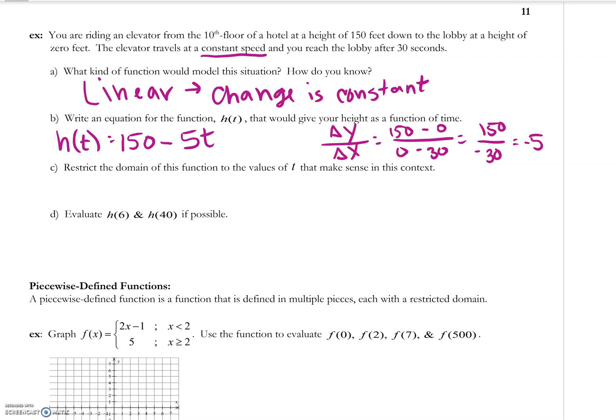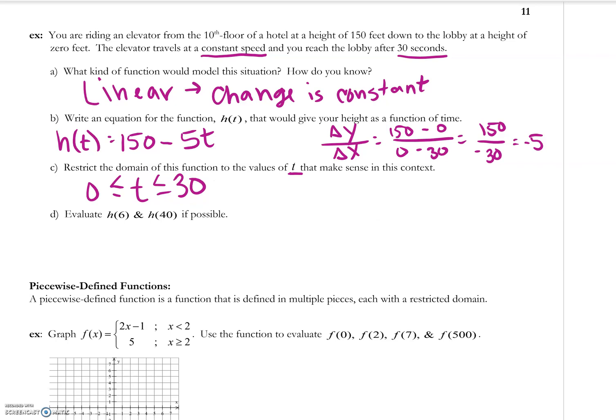Now my job is to restrict the domain for the values of t that make sense. I'm remembering that these t values are the seconds, and I reach the bottom at the lobby after 30 seconds. So I know that my t values can only exist between 0 and 30. If I look at this one step further, if I just look at this one side, this says that the t values are greater than or equal to 0. So time is bigger than 0, your starting point. And if I look at the other side, these t values are less than or equal to 30, meaning we didn't go beyond 30 seconds.